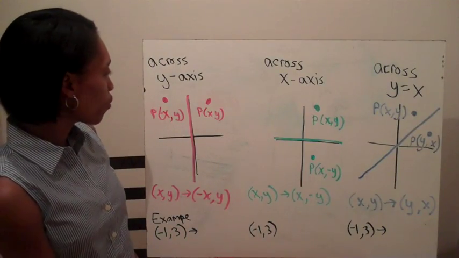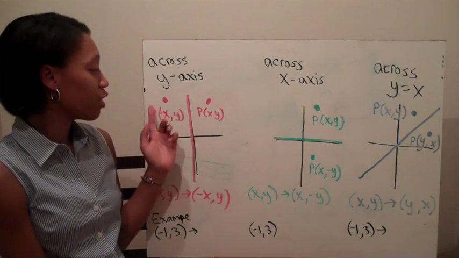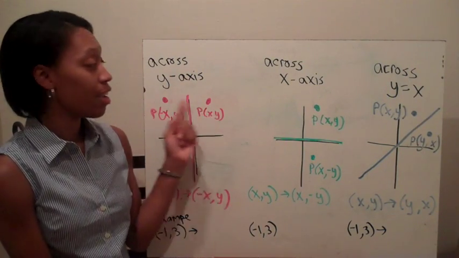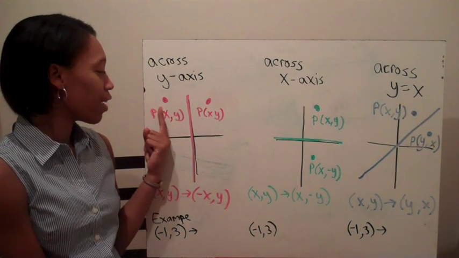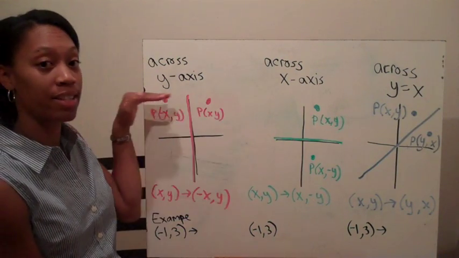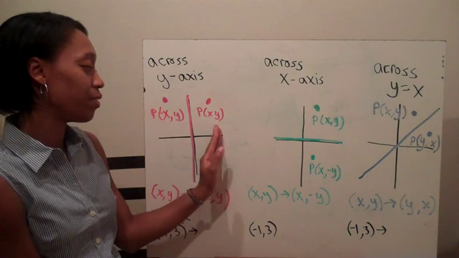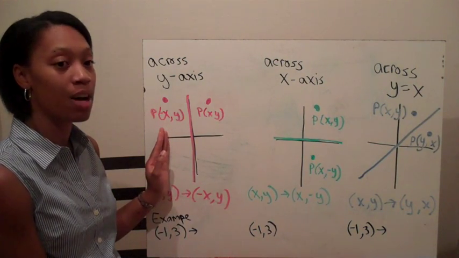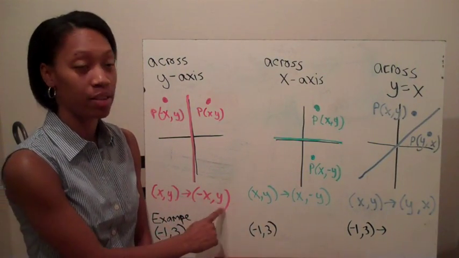Okay, so there's three types of reflections that we're focusing on. The first one is reflecting across the y-axis, and when we reflect across the y-axis, the y value first of all stays the same, right, because it stays at the same height. However, the x value changes from being positive to negative, or from being negative to positive. So the point (x, y) becomes the point (-x, y).